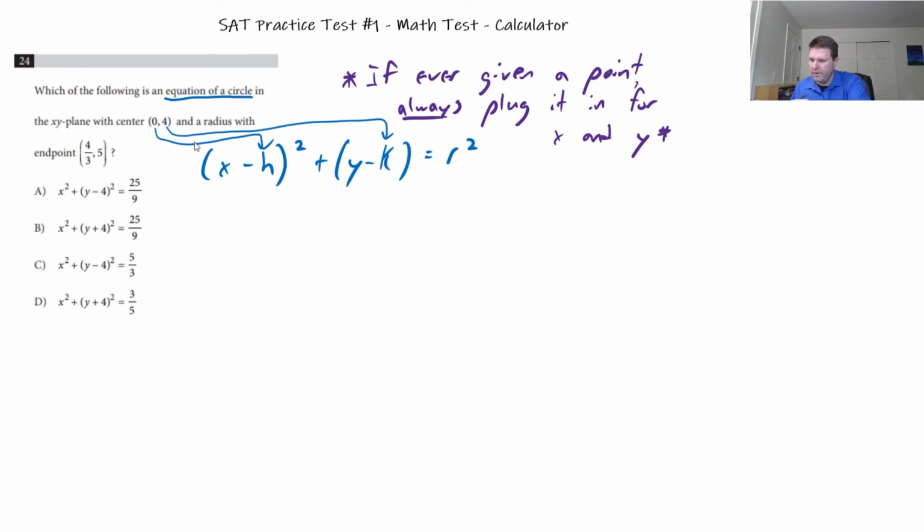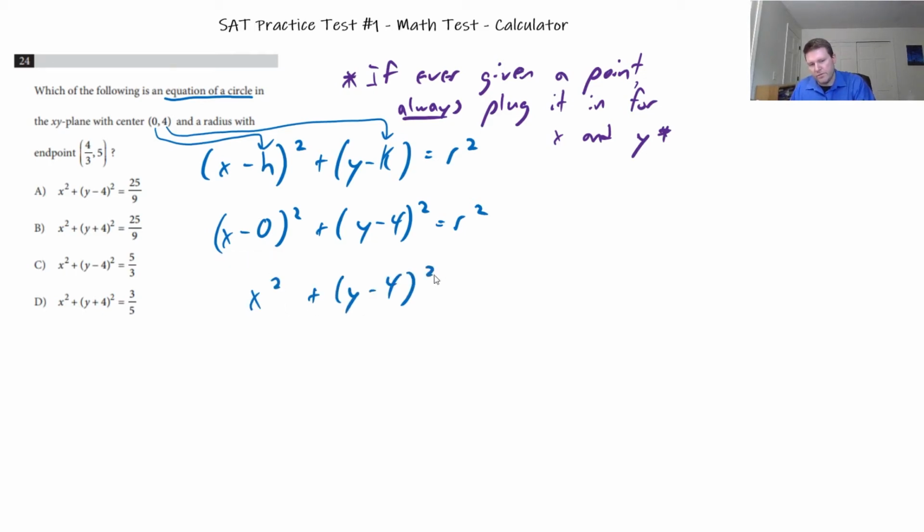So I'll simplify this a little bit with the center coordinates plugged in, right? It's x minus 0 squared plus y minus 4 squared equals r squared. The x minus 0 squared will just simplify to x squared, which makes sense. Now we're going to take the endpoint coordinates and plug them in for x and y. Make sure you use parentheses when you plug in fractions. You'll see why that's important in a second.